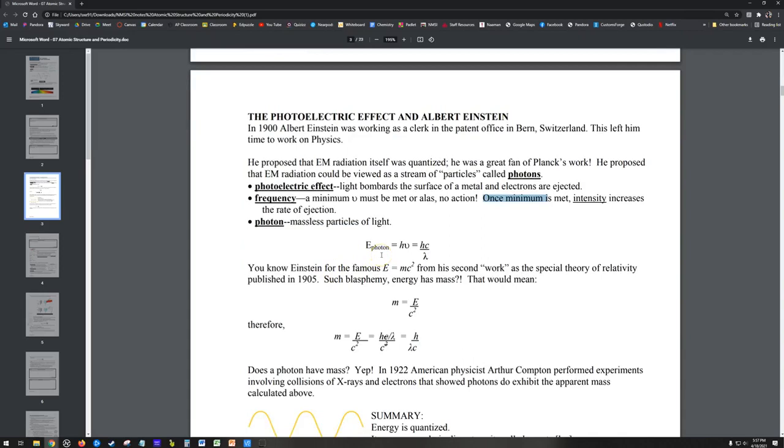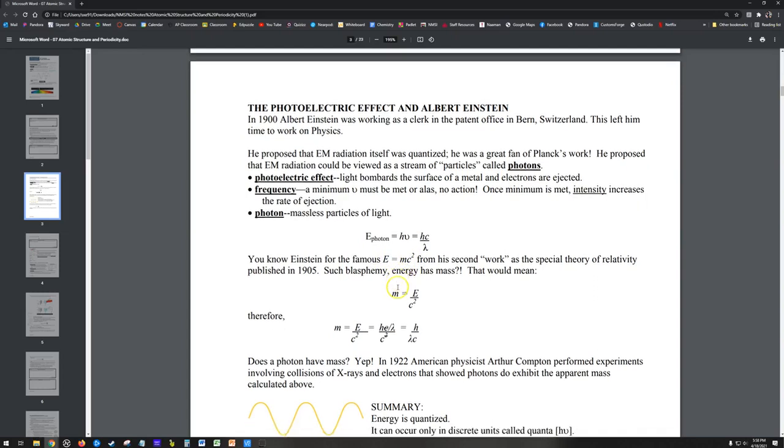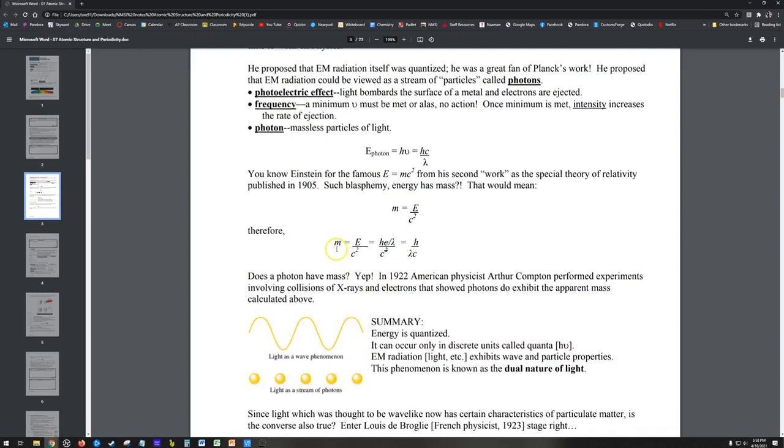Here's the energy of a photon of light, hc over lambda. So h is Planck's constant, c is the speed of light, and lambda is the wavelength. You guys know that E equals mc squared. Energy equals mass times the speed of light squared. That's Einstein's famous equation that proved that energy and mass are two sides of the same coin. If you rearrange this and solve for mass, we see that the mass of a light beam is equal to Planck's constant divided by the wavelength times c. So does a photon of light have mass? In this case, it does.